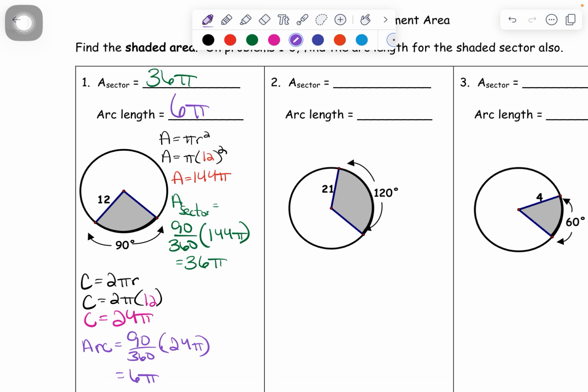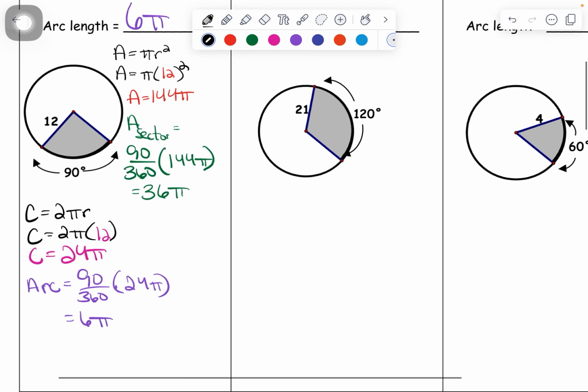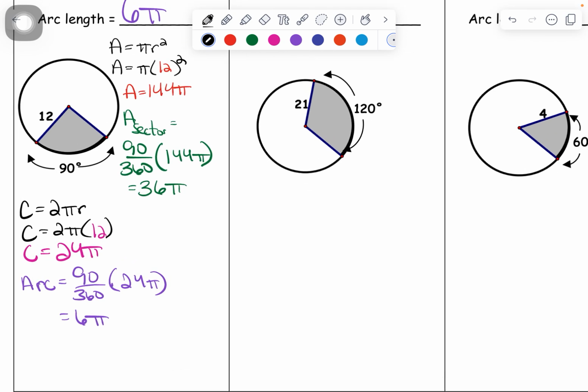Okay? I'm going to go ahead and look at number 2. Same exact thing, area of a sector and arc length. The difference is your fraction has changed. This arc measurement is different. But as far as the fractions go, we're still going to do the rest of the problem the same thing. So let's talk area here. Area is equal to pi r squared. So area is equal to pi times, this is going to be 21 squared.